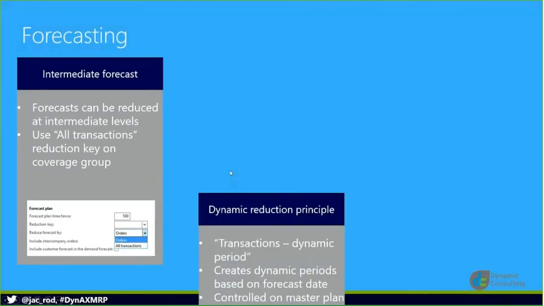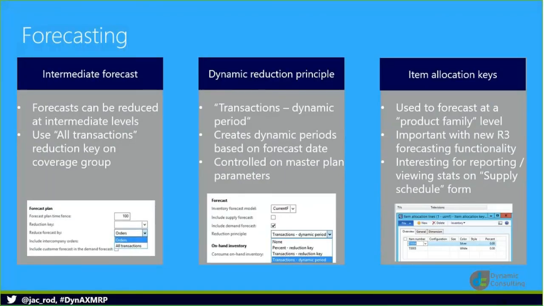The last stuff I wanted to talk about here was forecasting. So there are some new features in forecasting that I thought I'd point out that tie to master planning. The first one, and this is in 2012 R2 and later, I believe, you can reduce your forecast by either orders, which is the typical standard way that forecasts have always been reduced, and the new option is by all transactions. So forecast reduction enables AX to say, okay, you forecasted you're going to make 100 this month. You've already sold 50 this month, so I don't want to double build stuff.